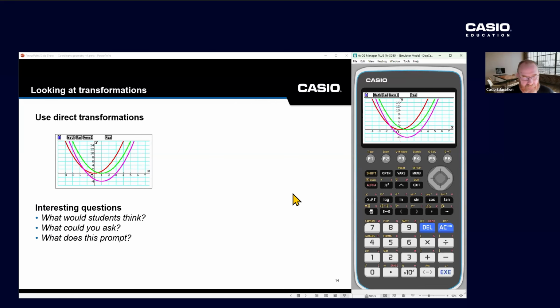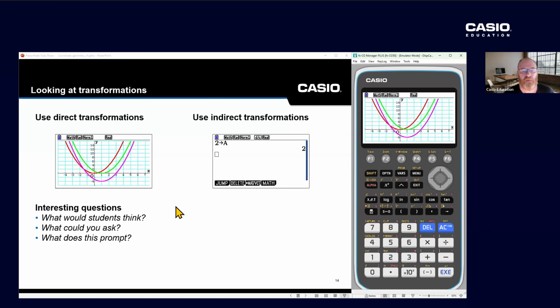So then again, this is a nice way into asking students, if they are coincident, that means they're the same. So what has actually happened? If you are doing a horizontal translation and then a vertical translation, the link between completing the square format and the original. So that's quite nice. You can also do indirect transformations.